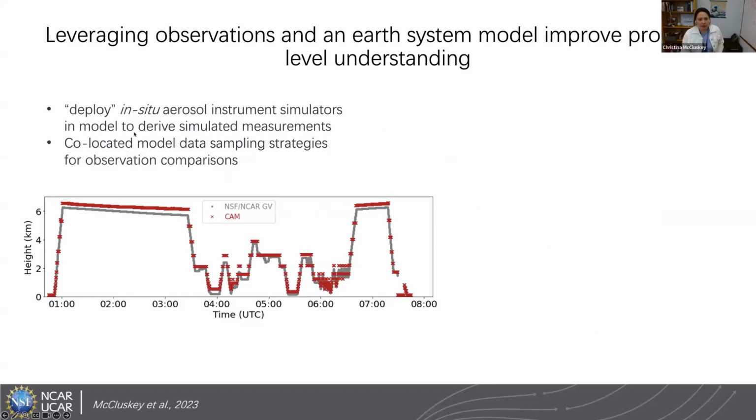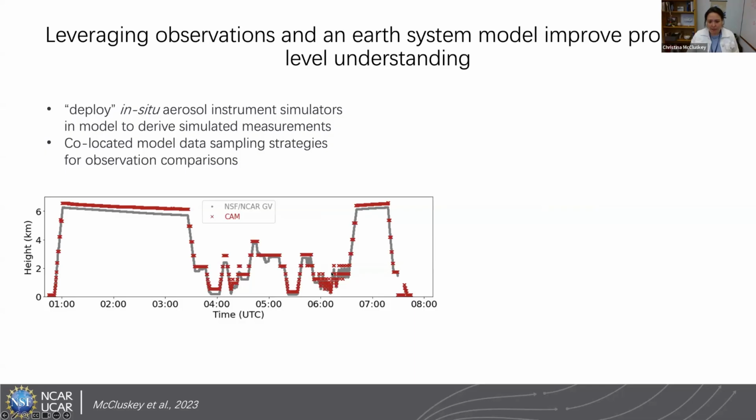Okay, so here's an example of deploying these in situ aerosol instruments and doing these co-located comparisons. So here we can see that our aircraft took off. We ferried down to about 62 south and then started profiling the clouds along our way back to Hobart.